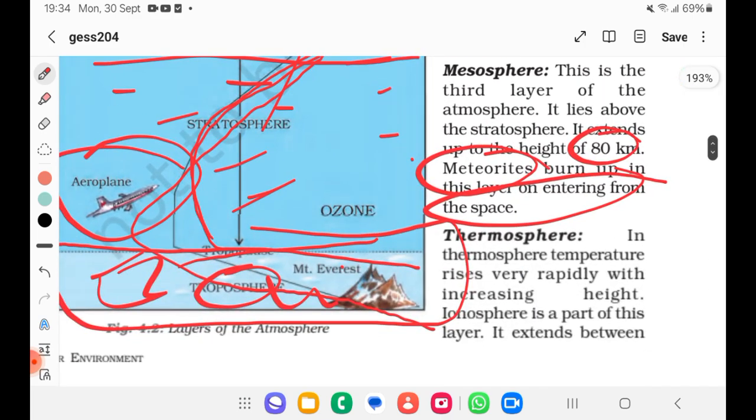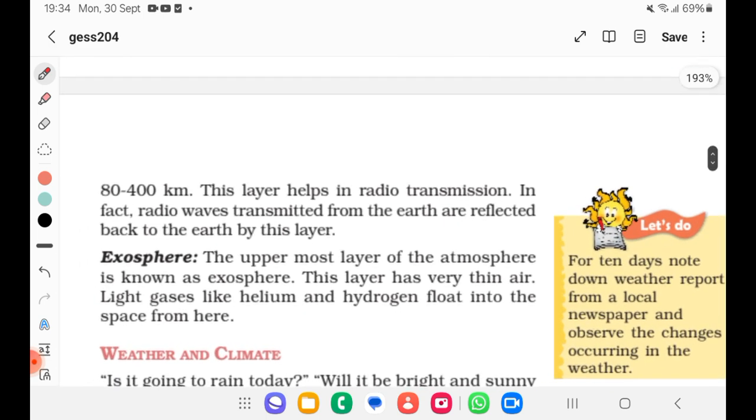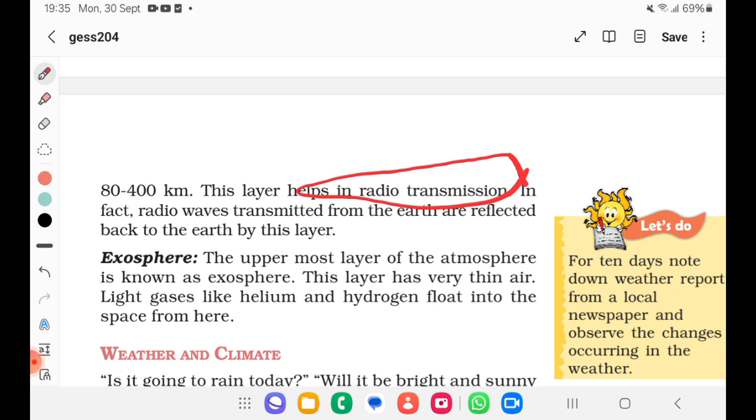Then we have thermosphere. In thermosphere, temperature rises very rapidly with increasing height. Ionosphere is a part of this layer. So ionosphere is also part of thermosphere. It extends between 80 to 400 kilometers. This layer helps in radio transmission. Which sphere should we go for radio transmission? Ionosphere. In fact, radio waves transmitted from the earth are reflected back to the earth by this layer.